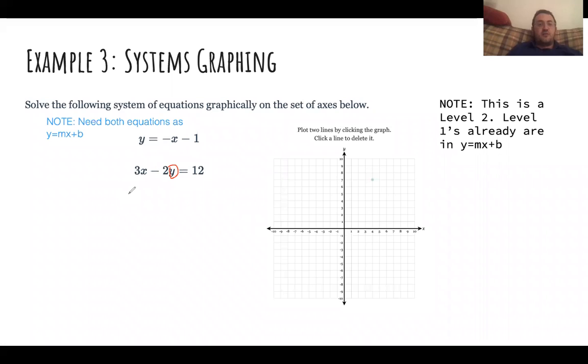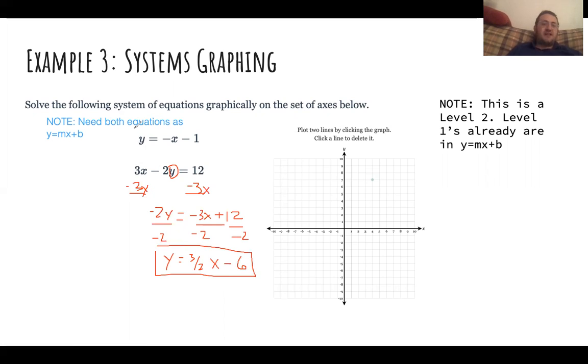So I just circle that I want to get y by itself. And I'm going to subtract 3x on both sides. So I'm going to get -2y equals -3x plus 12. And I'm just going to divide by -2 on both sides. And these are both of my equations now.